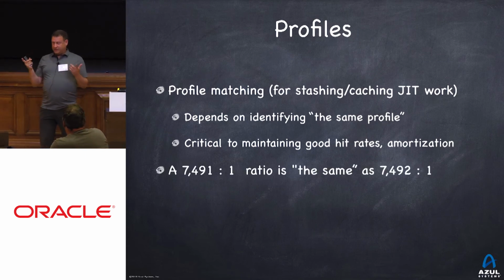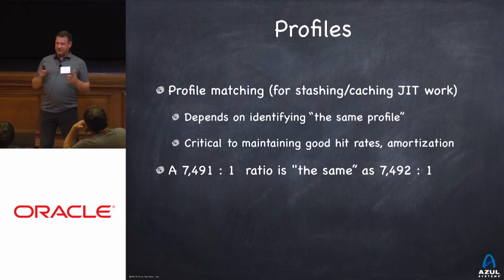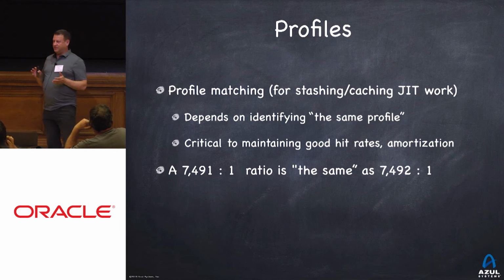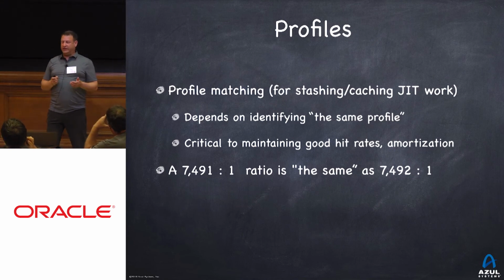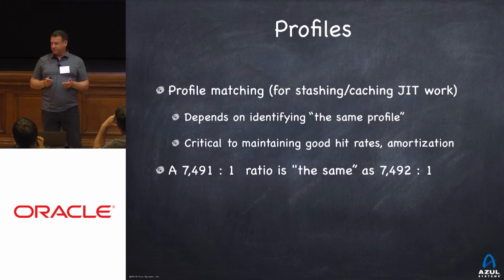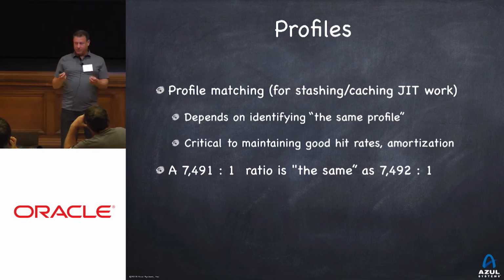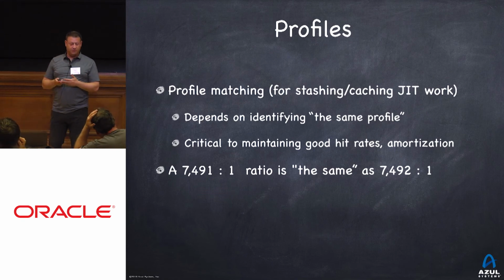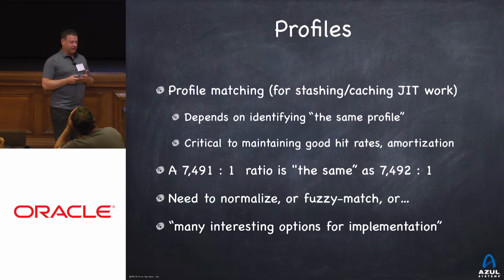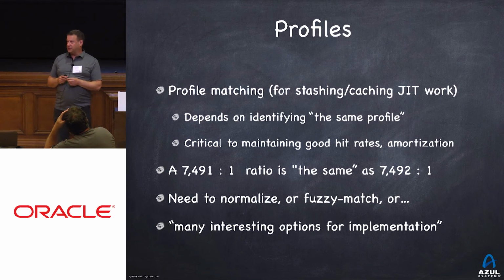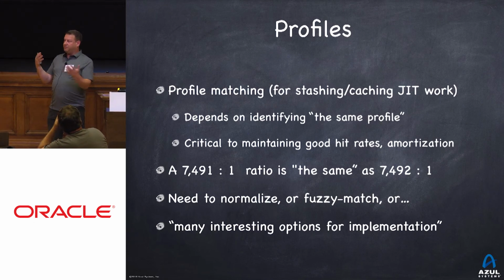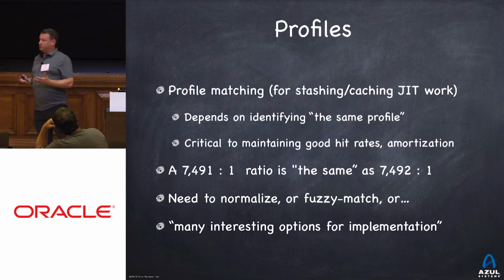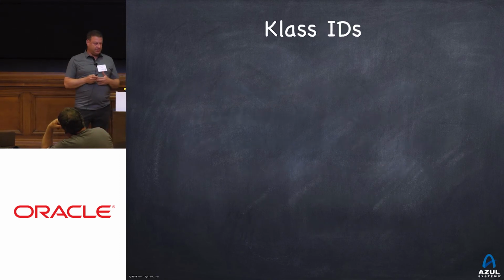Well, profiles are finicky because same profile to us doesn't mean same blob. The profiles capture things like branch prediction ratios and type profiles and things like that. And when we just have numbers, a tiny variation in a number is not the same unless we do something to normalize it or fuzzy up the matching or that kind of stuff. So those things are very important to be able to get good hit rates on things like compiled hashes, because the profile coming in is going to vary in some tiny amount normally just out of natural variations.